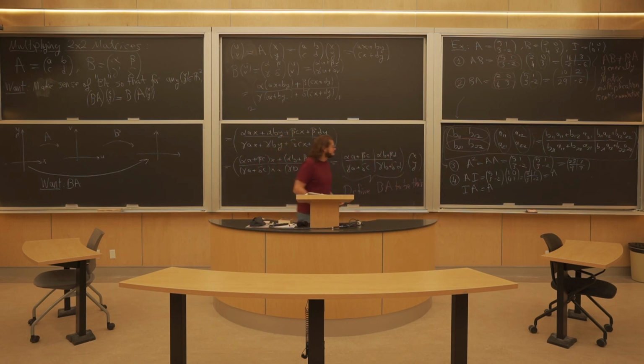Let me write that down. So I, which is 1, 0, 0, 1, is the identity with respect to matrix multiplication.